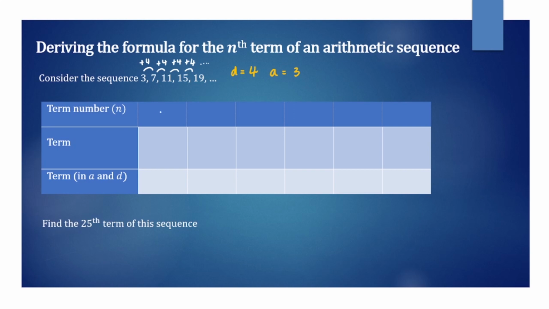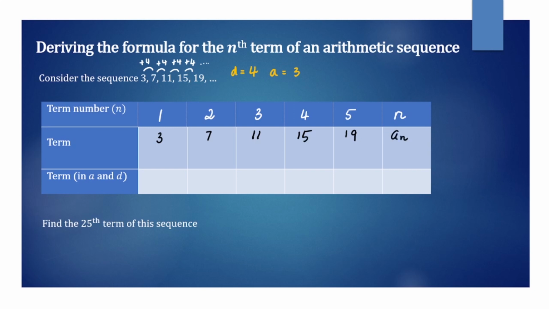The first term is 3. Term 2 is 7, the second term. Term 3 is 11. 15 is the fourth term. 19 is the fifth term. And we have n terms in our sequence. Now we'll write our terms into the table. We have 3, 7, 11, 15, 19, and this is the nth term, a subscript n.